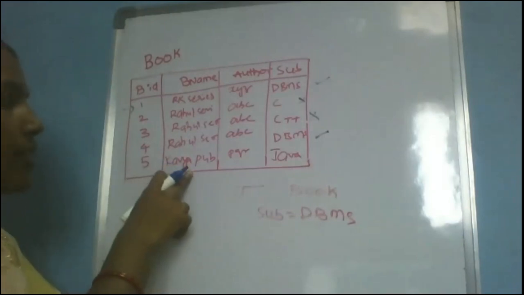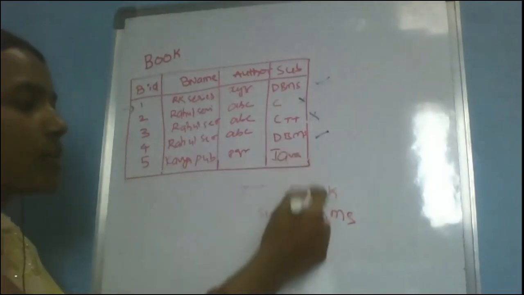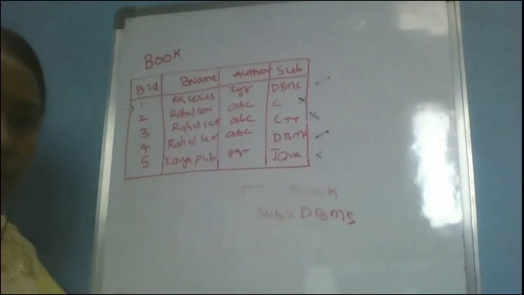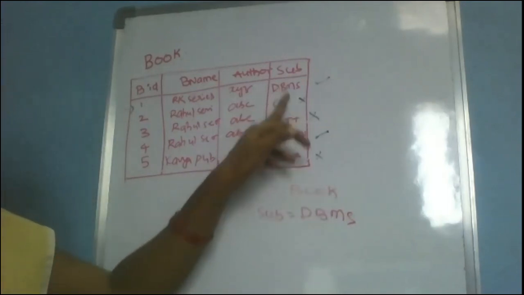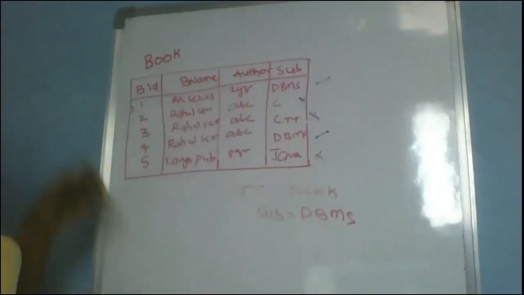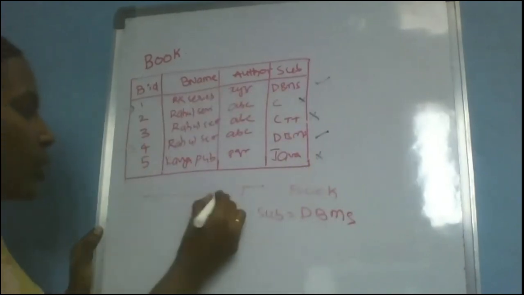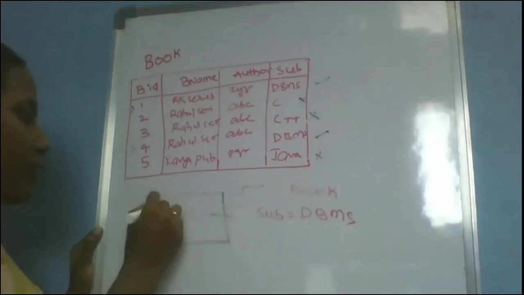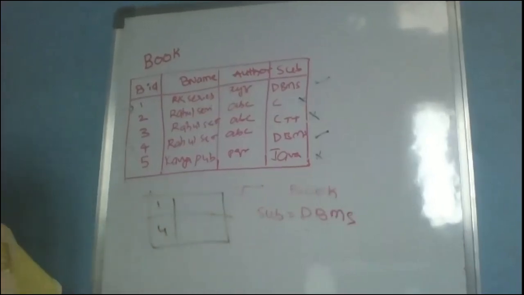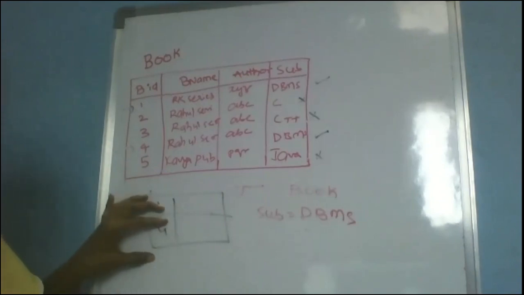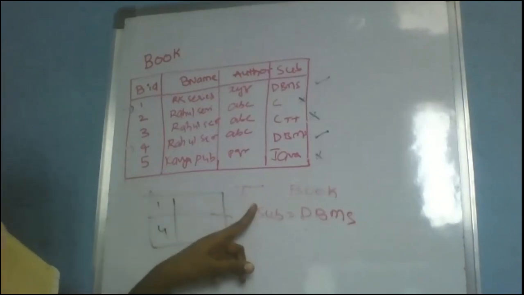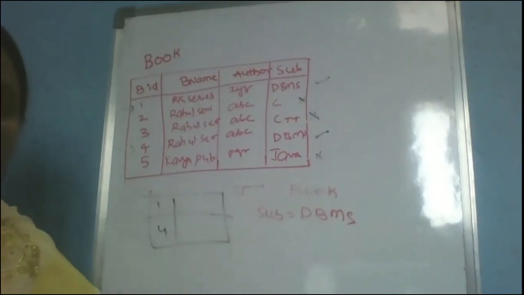Next, fifth, Kavya publications, PQR, Java book. Is it satisfying the condition? No. So how many rows are satisfying here? Only two rows are satisfying our condition. So in the output table you have the first row and the fourth row, only two rows in the result table. This is the operation called the select operation. Clear?